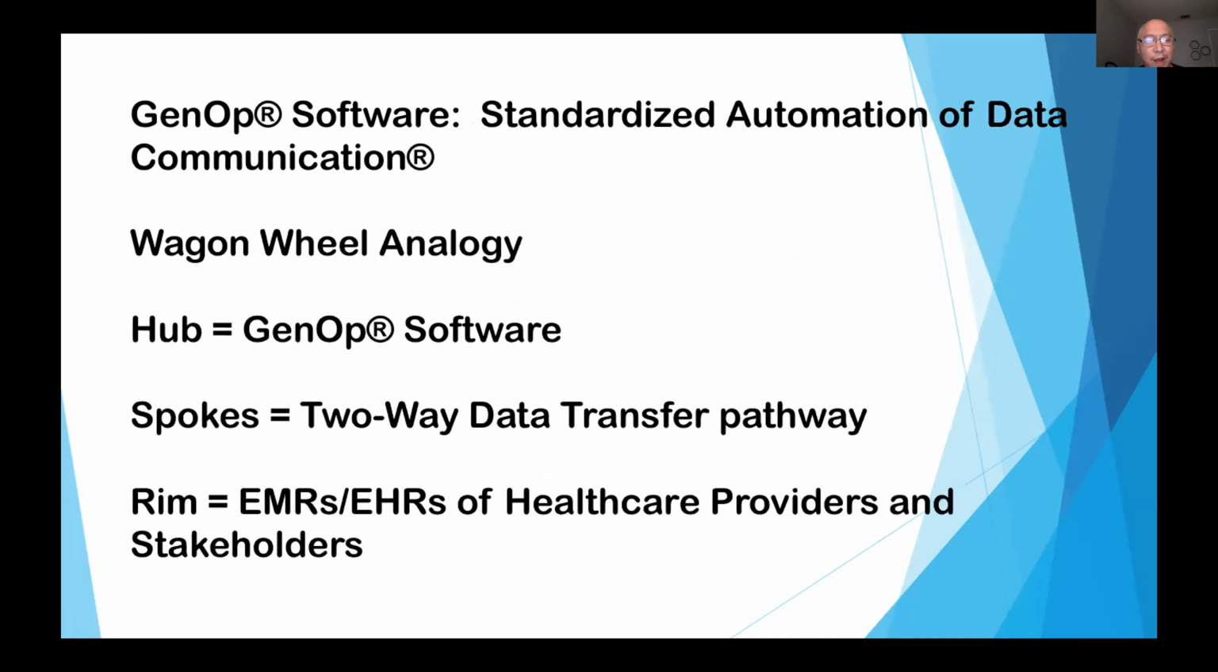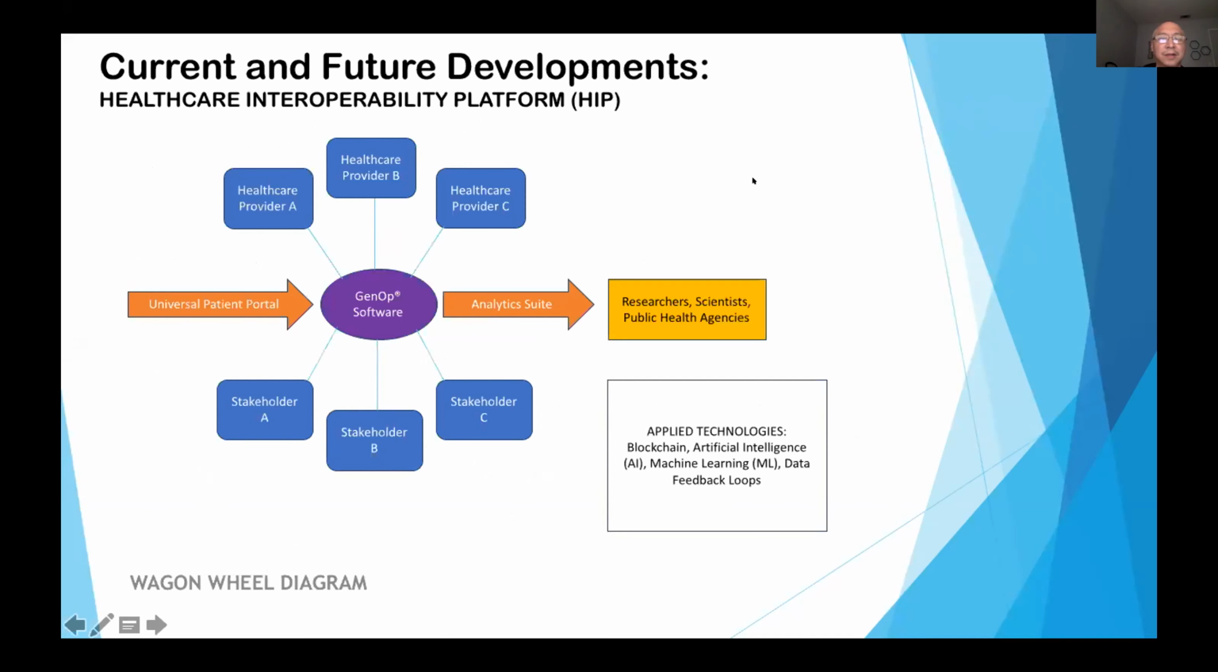So I created this wagon wheel analogy to better understand GenOp software. If you think about a wagon wheel, GenOp software is actually the networking and integration hub. The spokes represent two-way data transfer pathways, and the rim is comprised of all the EMRs and EHRs of healthcare providers and stakeholders. And here's the diagram, the wagon wheel representation.